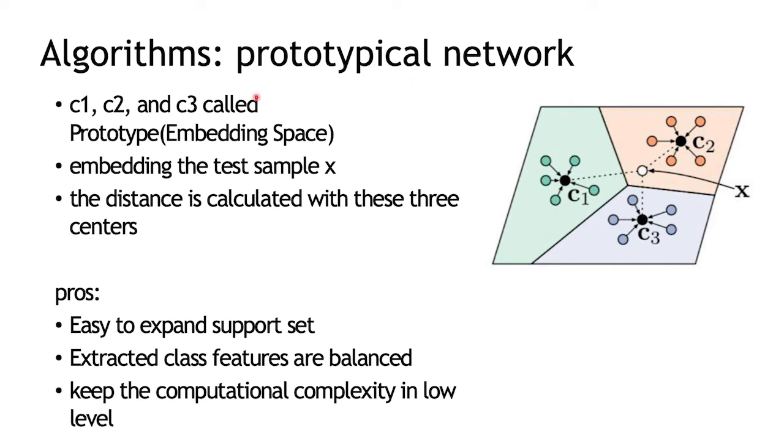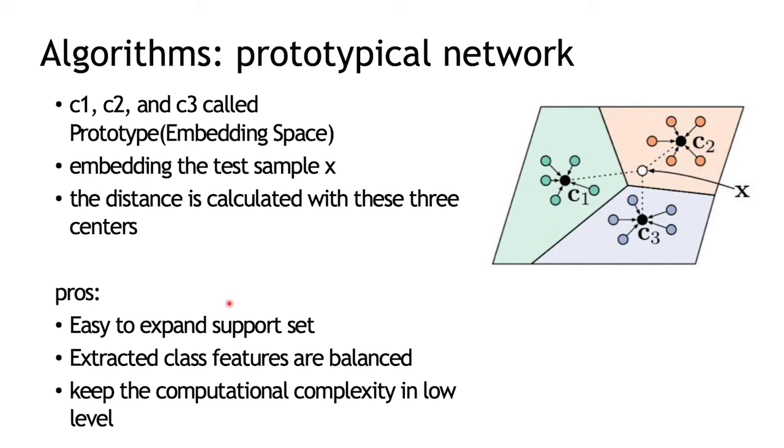Let me specify the prototype network. C1, C2, and C3 are the main centers of the three categories, called prototypes. After embedding the test sample X, the distance is calculated with these three centers to obtain the category of sample X. And this network has many advantages.